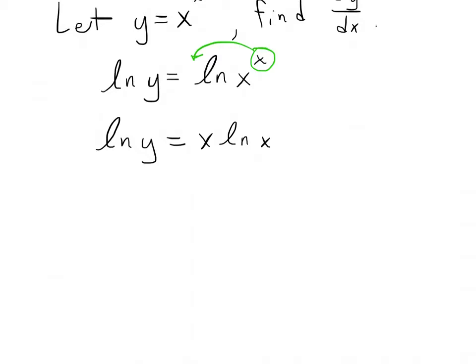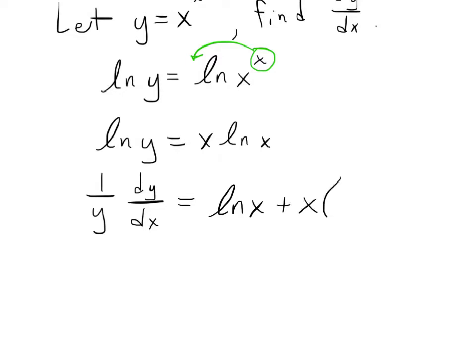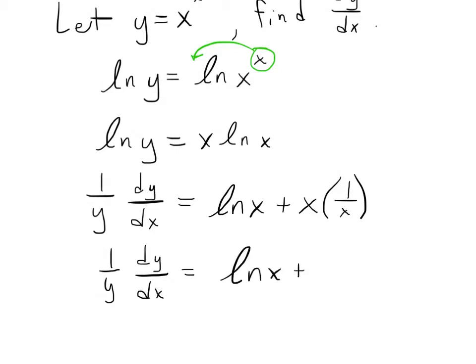The derivative of natural log y is 1 over y times dy/dx. And note, that dy/dx is actually what I'm trying to solve for. That right there is the thing I'm trying to find. The derivative on the right side is the product rule. The derivative of x is 1. I'll leave the natural log of x alone. Plus, this time I'll leave the x alone, and I'll do the derivative of natural log. That's 1 over x. And so now I have 1 over y times dy/dx is ln x plus 1.